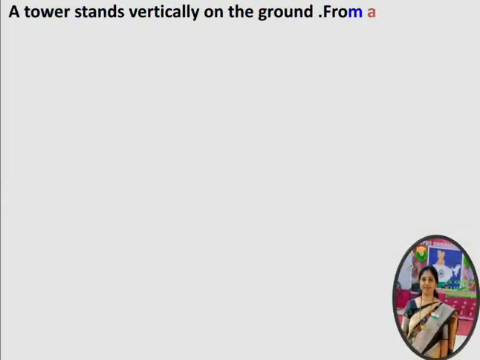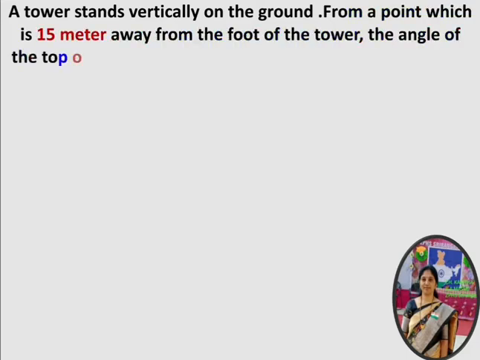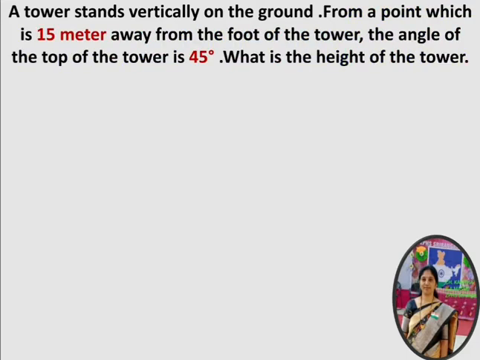Let us start the first problem. Just see the problem. A tower stands vertically on the ground. From a point which is 15 meters away from the foot of the tower, the angle of elevation of the top of the tower is 45 degrees. What is the height of the tower? To solve the problems, first we have to imagine the concept, and after that we have to draw the suitable diagram for the given problem.